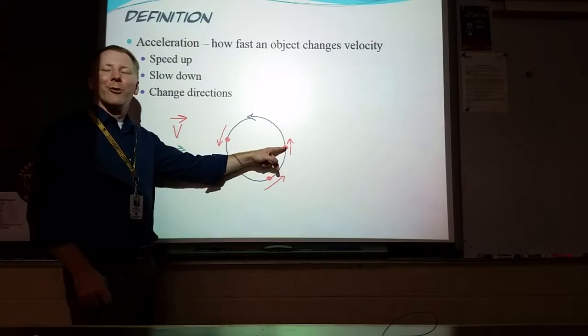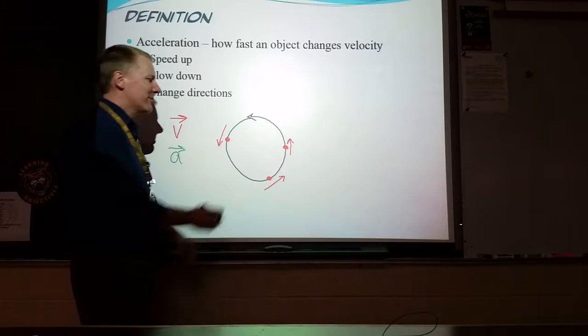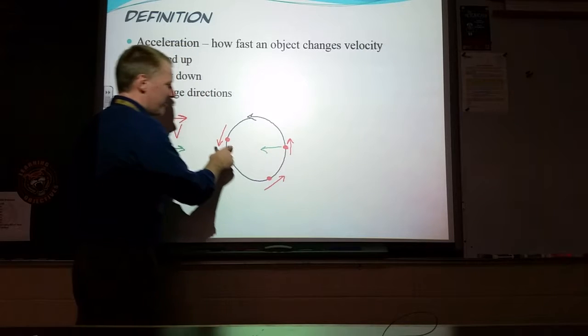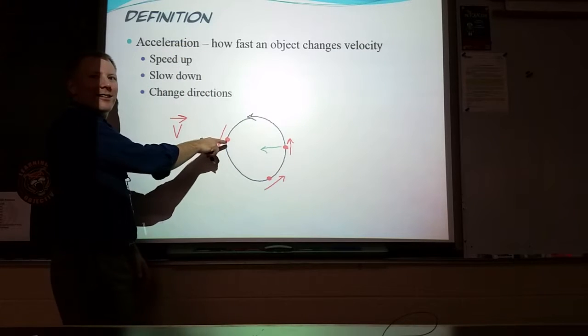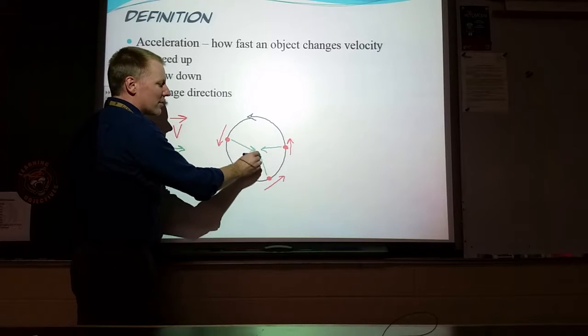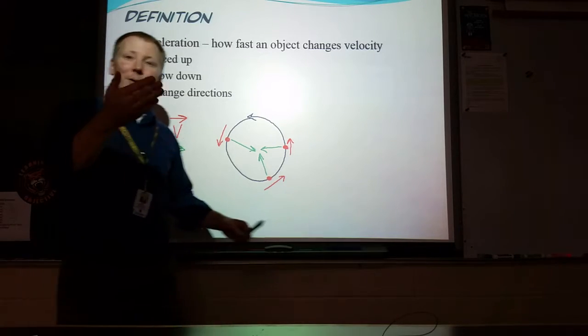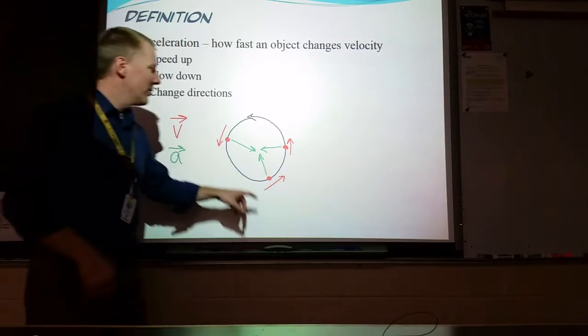What direction would the rope be pulling the weight when the weight is there? In towards the center. What direction would the rope be pulling it? In. So this acceleration is always in towards the center of the circle, where your wrist is, because my wrist is pulling on the rope. But the rope pulls in.